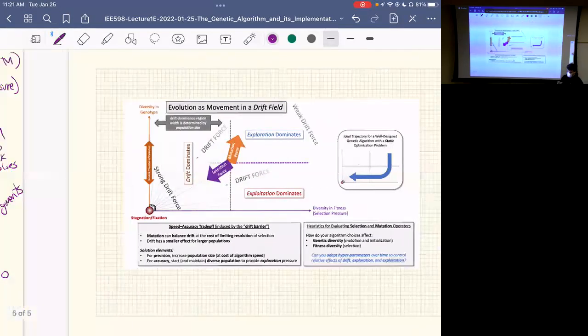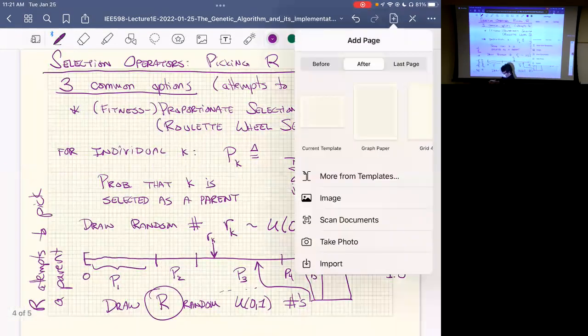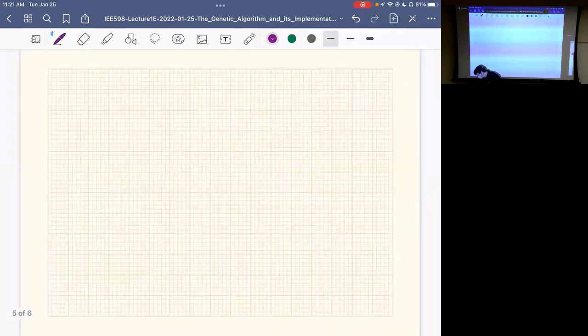Okay, so that's fitness proportionate selection. So then, yeah, question?